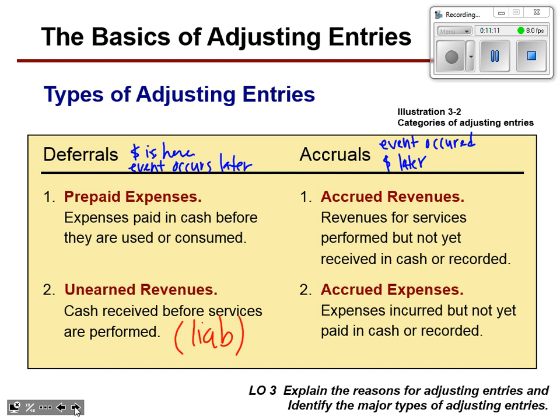Now let's go to the other side. Let's talk about accrual adjusting entries. We're still talking revenue, we're still talking expenses. The event happens, and then later the money shows up. So accrued revenues. Revenues for services are performed, but we haven't yet received the money. Can you guys think of an example where you earn money and then later they pay you?